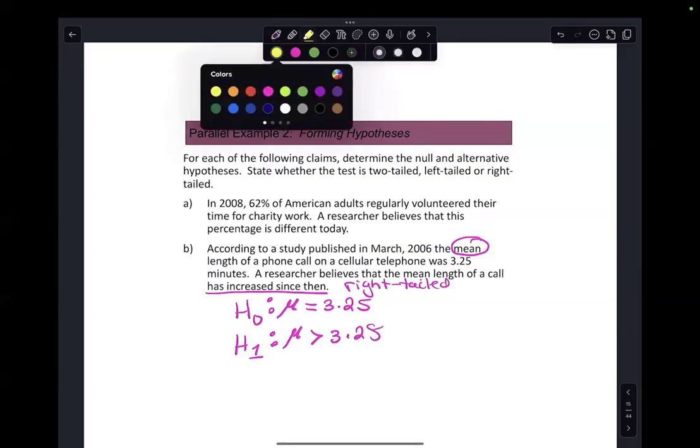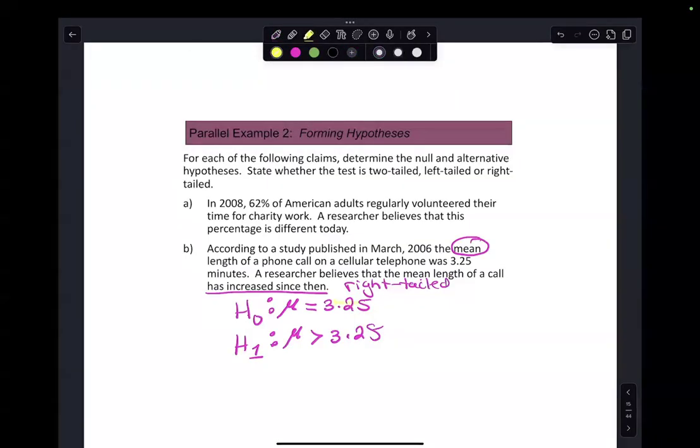Important. These numbers will always be the same. These numbers here, they will always be the same. The only thing different about the null and the alternative hypothesis is the sign right here and the subscript. Those are the only things different. The sign and the subscript. The symbol, not really a sign, it's a symbol. Those are the only things different about an alternative and a null hypothesis. Okay, let's do the next one.